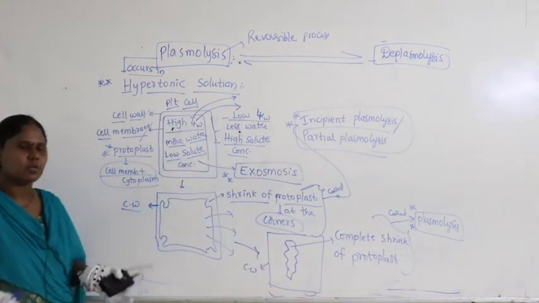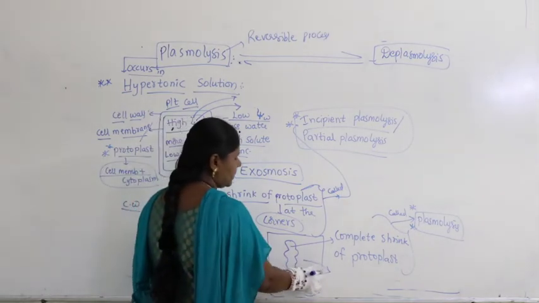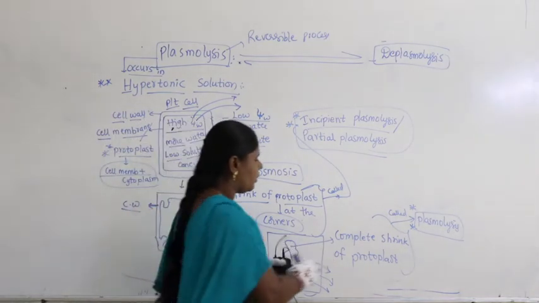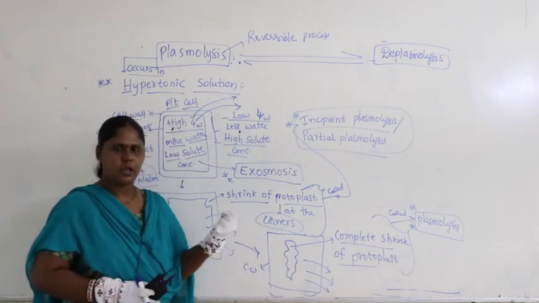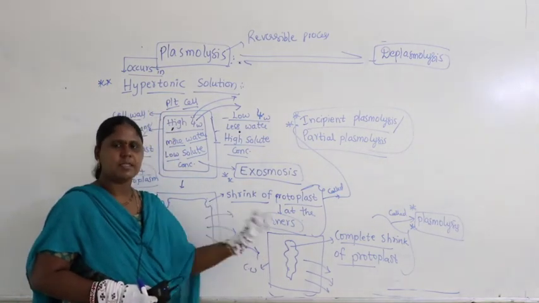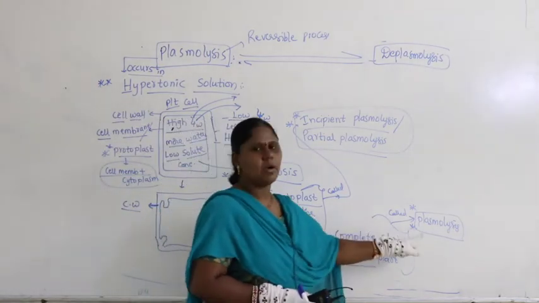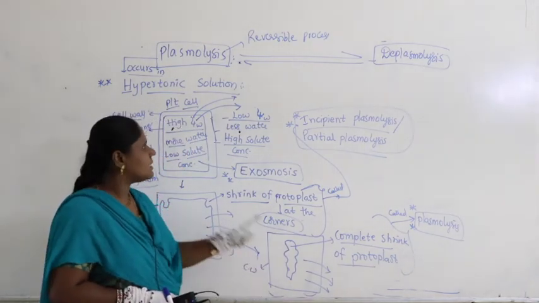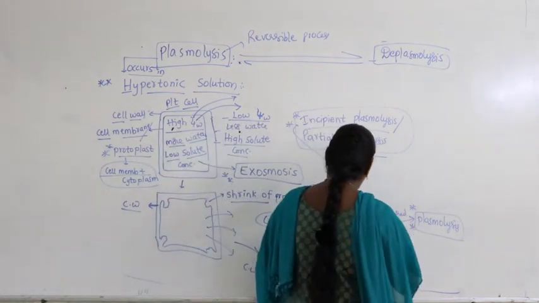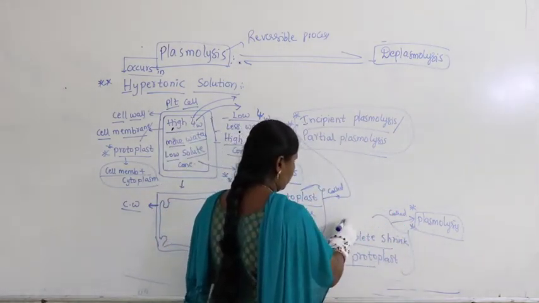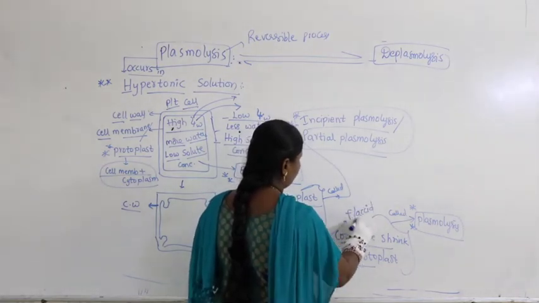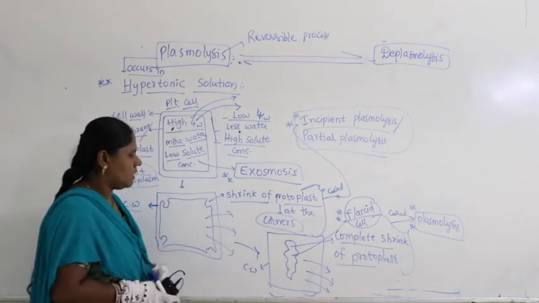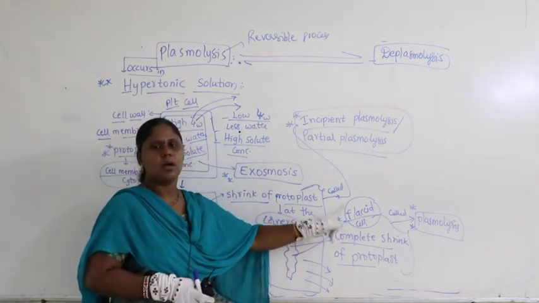What's that? When everything goes out, when the solution keeps moving out, there is a complete shrink of the protoplast, meaning the protoplasm got completely shrunk in all the corners. This is called plasmolysis, and the cell is referred to as a plasmolyzed cell, or itself is called a flaccid cell. So a plasmolyzed cell itself is called a flaccid cell.